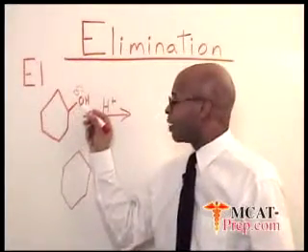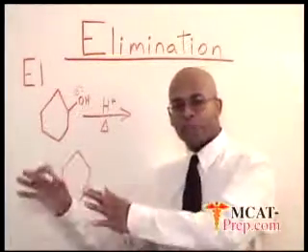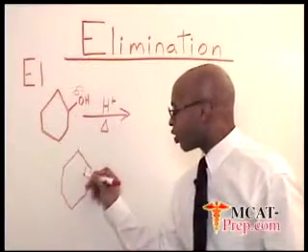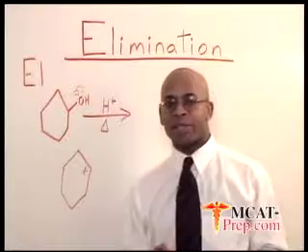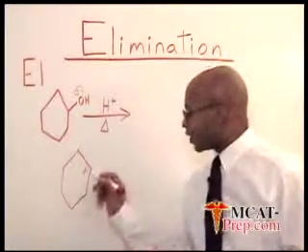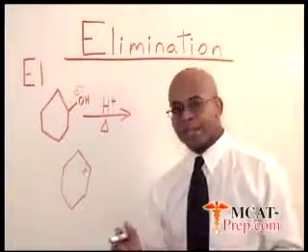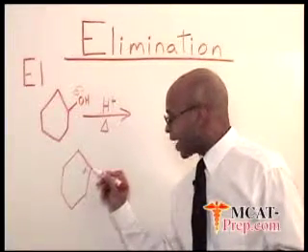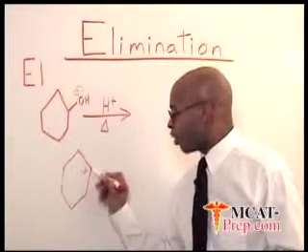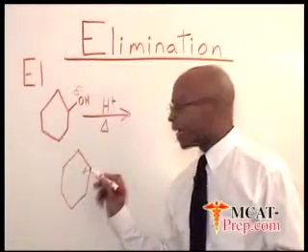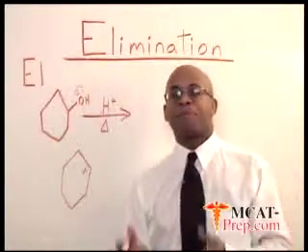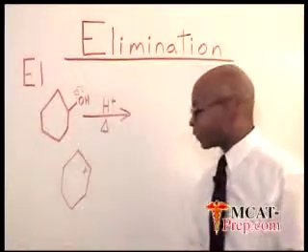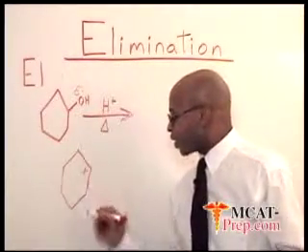It pulls it from here, forming water, falling off as a great leaving group, and therefore the carbon here would have a positive charge, a formal positive charge. This would be called a secondary carbocation. It's secondary because this carbon has 2 R groups attached to it, and it is a carbocation because it's a positively charged carbon cation. So this is a carbocation.